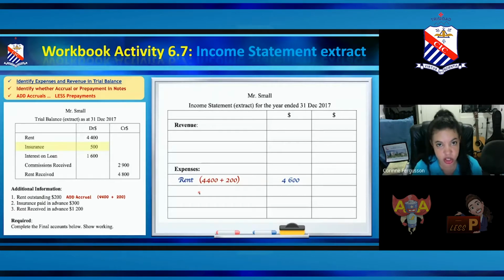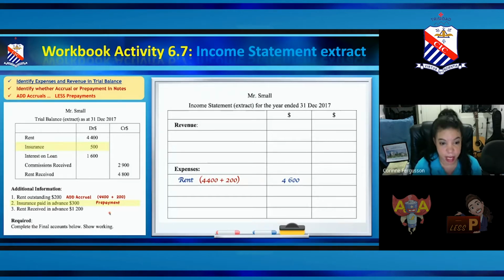It's insurance. Insurance is an expense. Once again, I go to my notes. I look down in my notes and I check to see, is there any note that pertains or relates to insurance? And we see that yes, there is. Insurance paid in advance, 300. Paid in advance means it's a prepayment. See how easy? And what do you do with prepayments? Do you add prepayments? No.